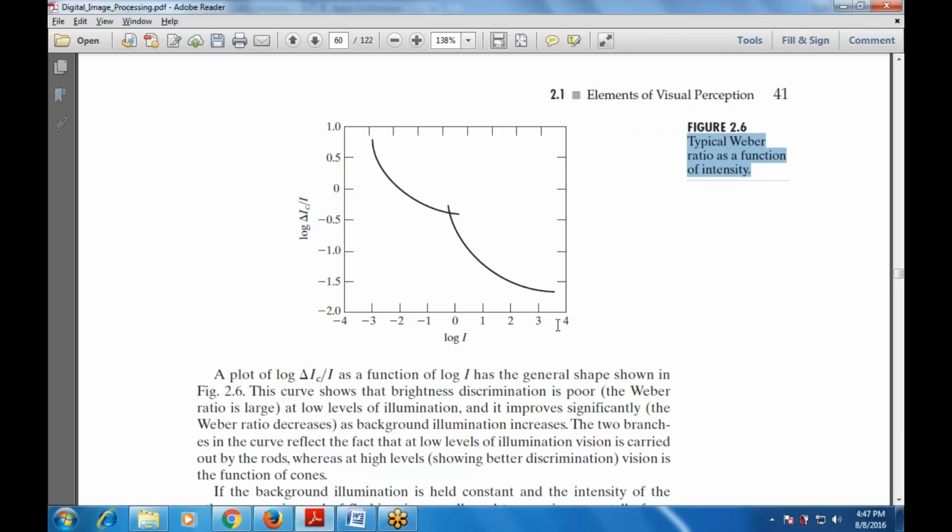So it depends on whether the brightness discrimination is poor or improved. The two branches in the curve reflect the fact that at a low level of illumination, vision is carried out by the rods, whereas at a high level of illumination, vision is a function of the cones.